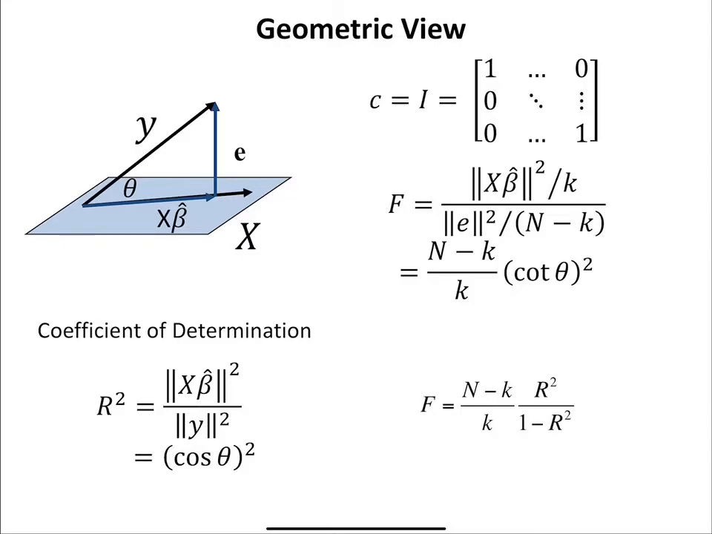So I'm just going to spend a few minutes giving you a flavor of what it looks like. We're going to assume that the contrast matrix for the F-stat is just what's called the identity matrix.